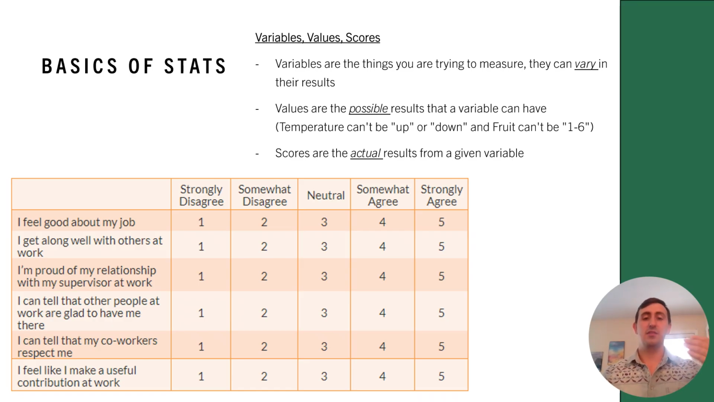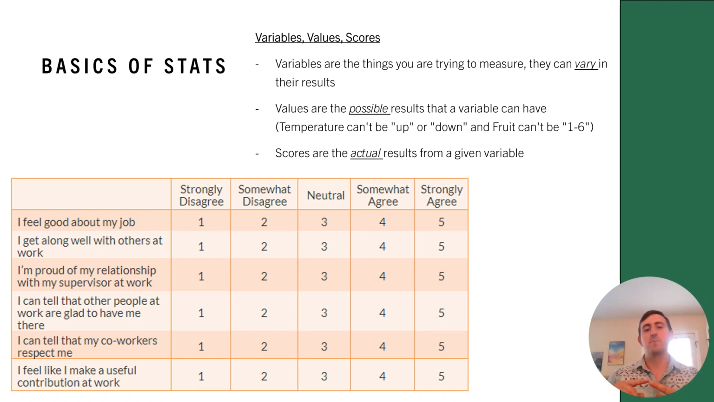So the variable job satisfaction is being measured with the possible values, agree, disagree, to some of these statements. And these statements are also values in a way. But until you get a report back from somebody, you don't have a score. Now, if I were to fill this out and circle some of these numbers, then you have a score. I feel good about my job. Someone's specific score would be a 1 or a 2 or a 3. It wouldn't be multiple. It would just be one from that list.